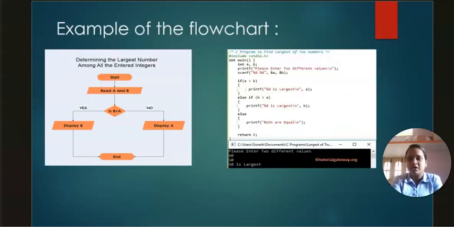Example of a flowchart to determine finding the largest number. It is the terminal box. It is the input or output. It is the decision, a decision-making step. It is the input. Then the end, which is the terminal point.